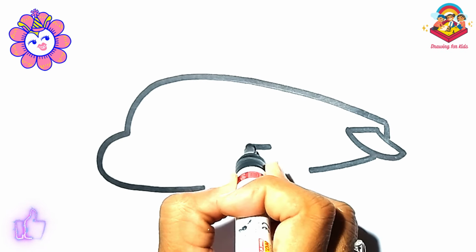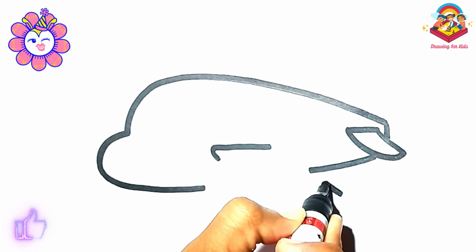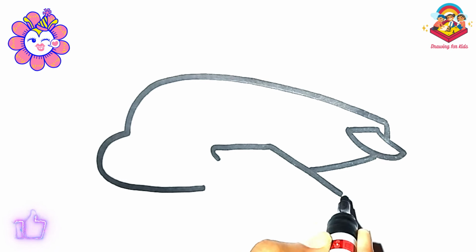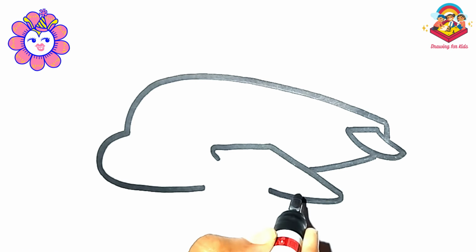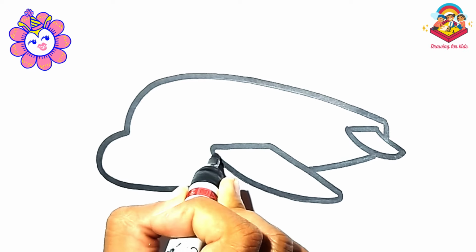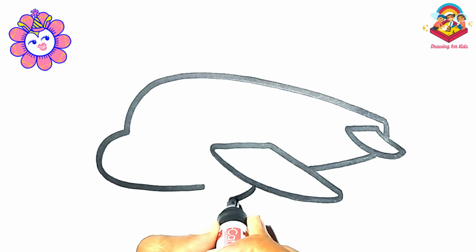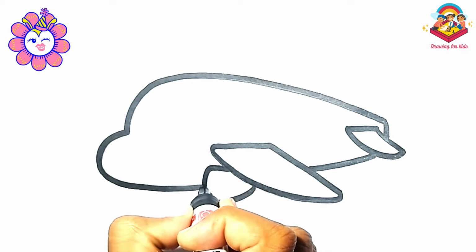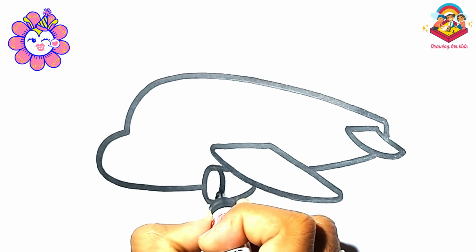Now draw the wings. Draw a slightly tilted rectangle on each side of the oval. Under each wing, draw an oval shape. These are the engines.